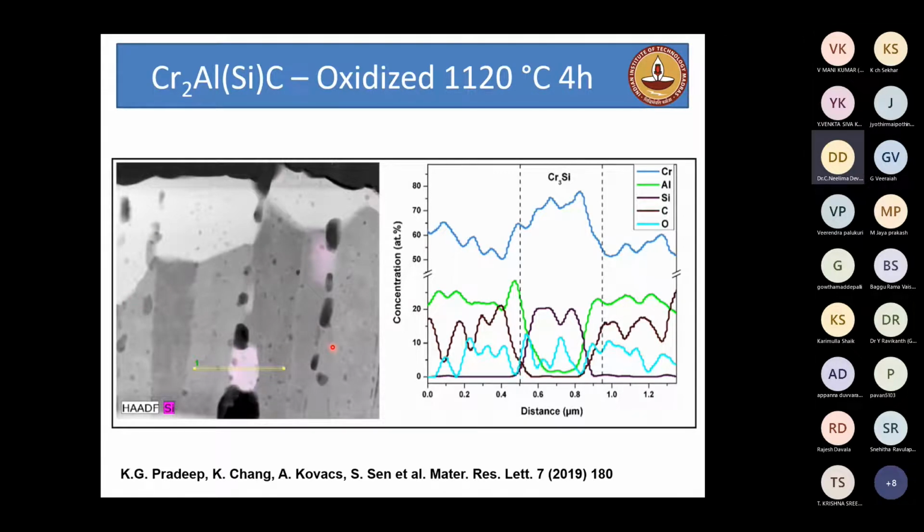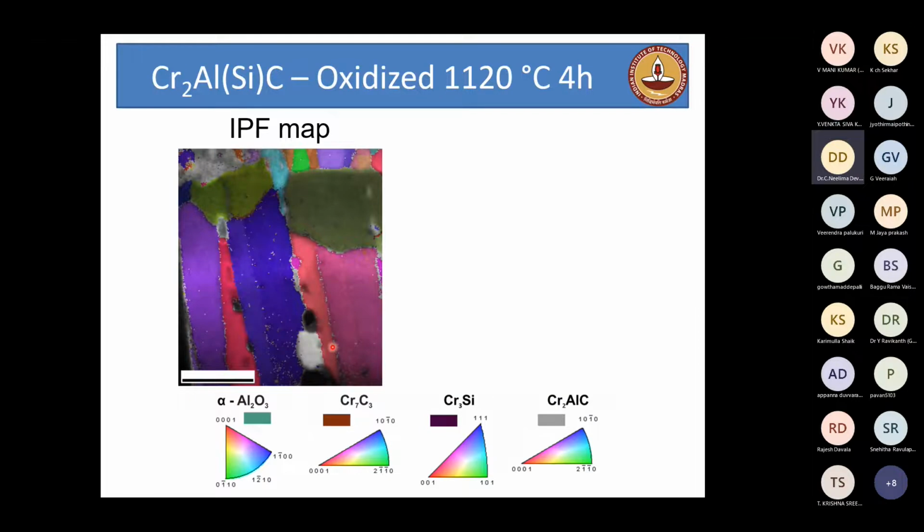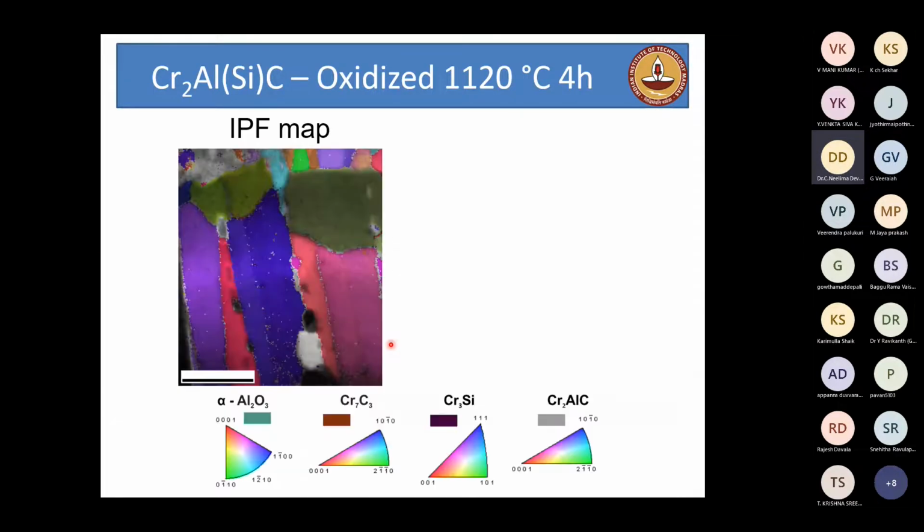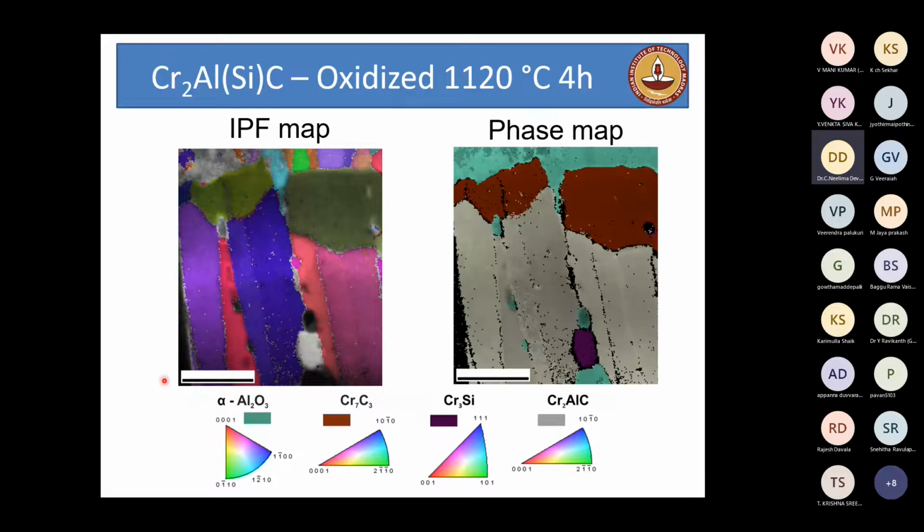So therefore, we embarked on a study where we introduced a new method called transmission Kikuchi diffraction. The same TEM lamella, the same volume or area of analysis is now subjected to diffraction so that you can now get the orientation distribution of all the grains in the MAX phase present inside with the carbide with the oxide. You can now identify their orientation. You can also do the phase mapping.